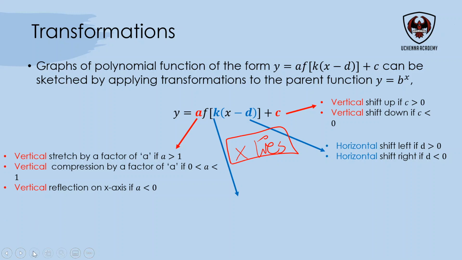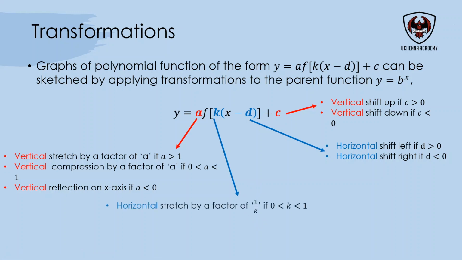And then similarly with the K, I started talking about it. If K is a big number, you would think, well, that's kind of like a stretch, because that's what happens when A is big. I get a vertical stretch. But when K is a big number, it's actually a horizontal compression, and it's not even by K, it's by a factor of 1/K, and it's a horizontal stretch if K is between 0 and 1.